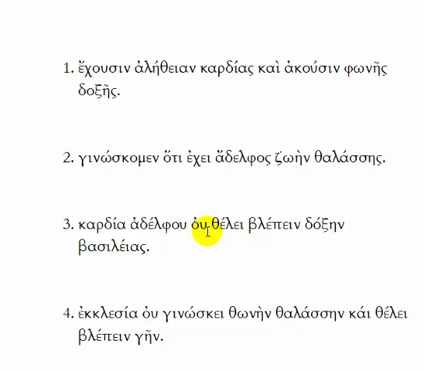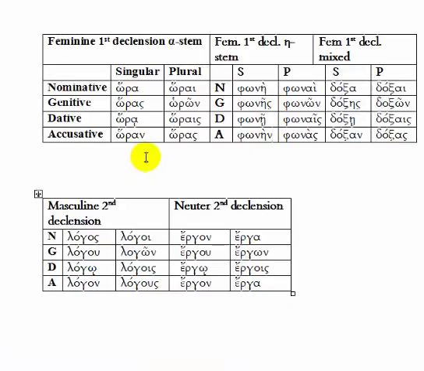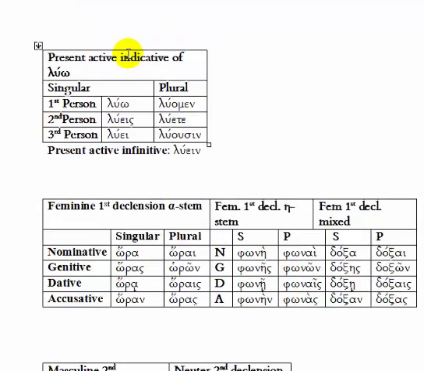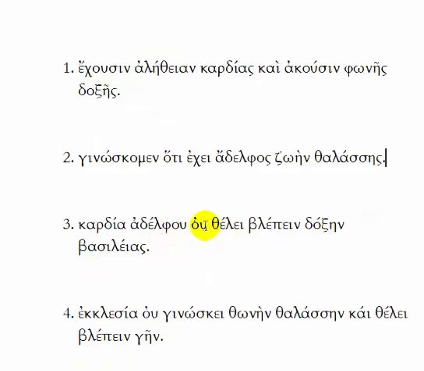Ou thele, ou thele. So ou is what? Does not. Thele, what form? That's a verb. That's like lue. When do we see lue? Let's take a look here. Third person singular. So heart of brother does not wish. Again, because this is a third person singular verb, we're looking for a singular subject, and we have one expressed here. So the heart of the brother does not wish blepen.